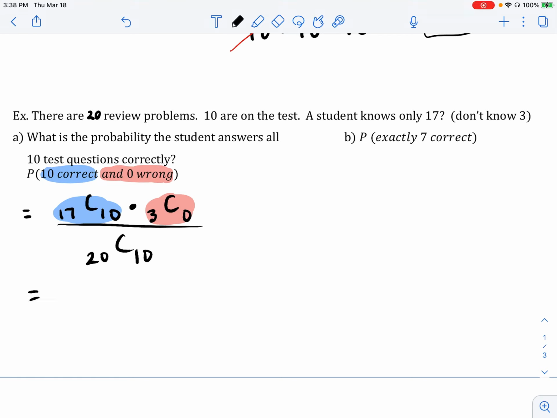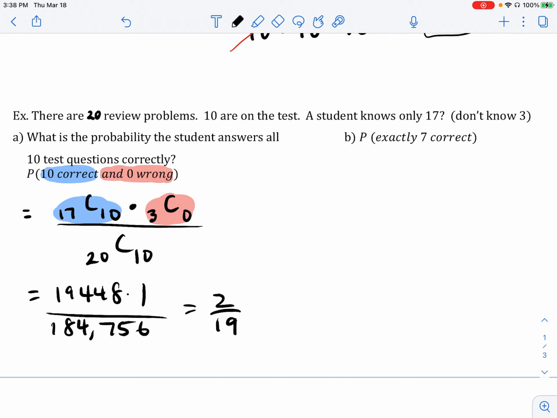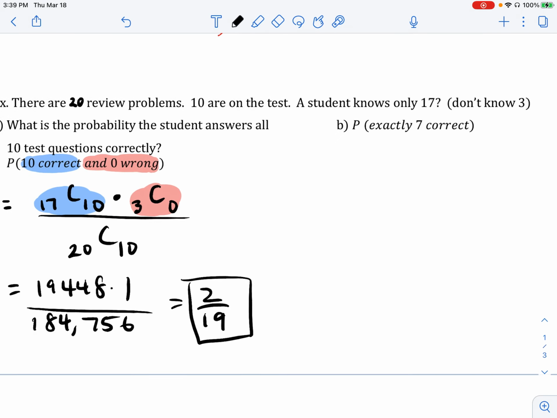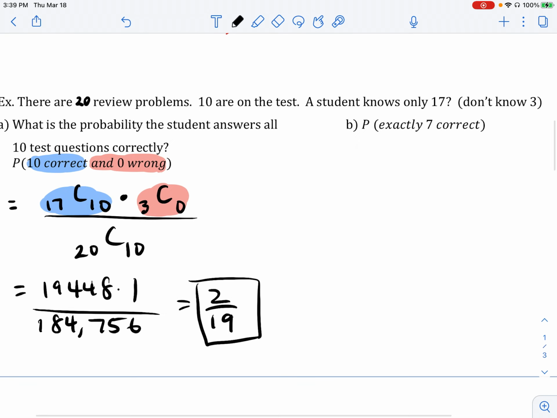And for the sake of time, I'm going to just jump to a lot of the values here. This comes out to 19,448 times 1 all over 184,756, and that simplified would be 2 over 19. Okay, all right, now what about the probability that we get exactly 7 correct? Okay, well, what are we saying here? We're saying the probability of 7 correct and 3 incorrect, or 3 wrong.